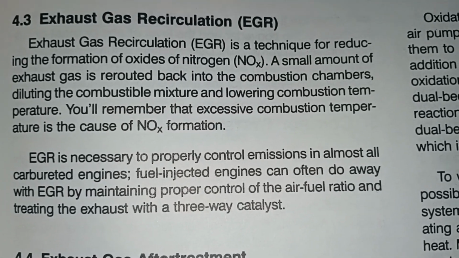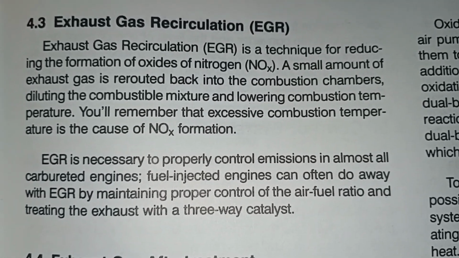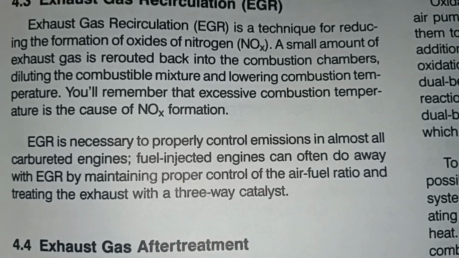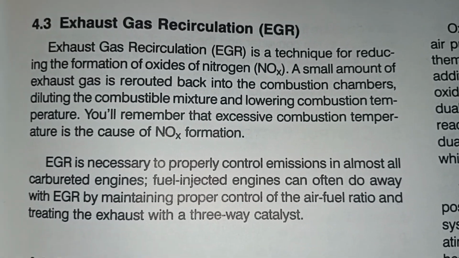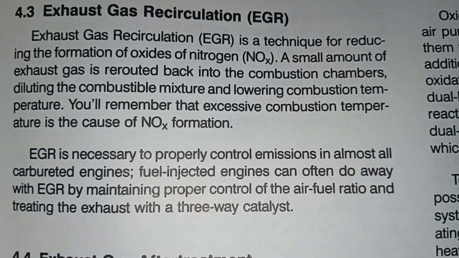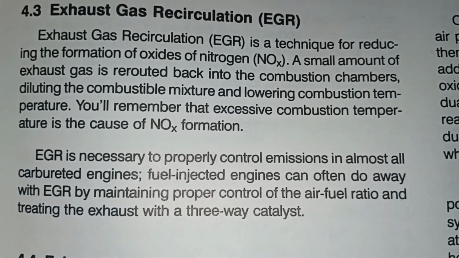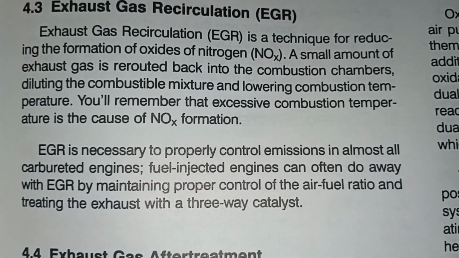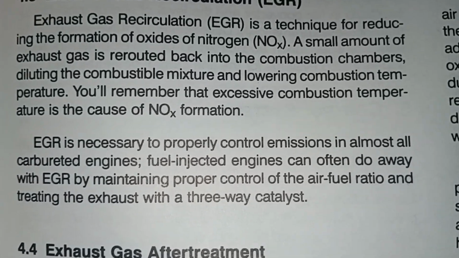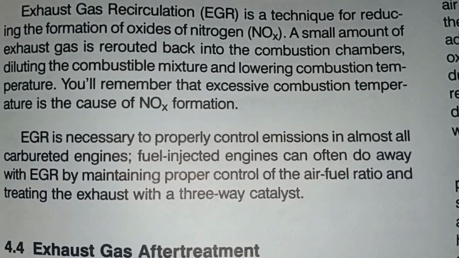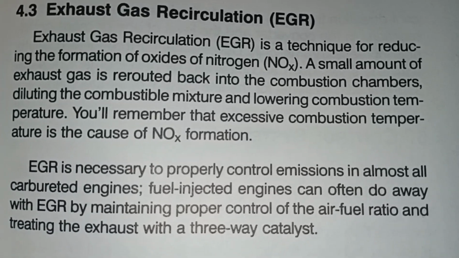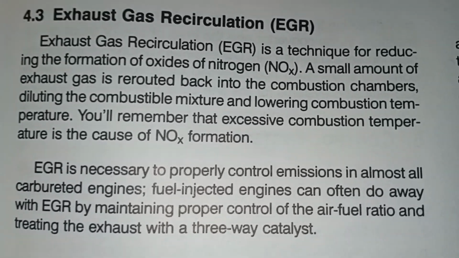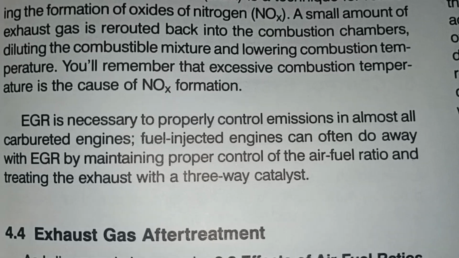A small amount of exhaust gas is rerouted back into the combustion chambers, diluting the combustible mixture and lowering combustion temperatures. You remember that excessive combustion temperatures are also the cause of nitrogen oxide formation, as we looked at in the other video, because nitrogen and oxygen are in the air. When you have high pressure and high temperature, they combine together to form nitrogen oxide.